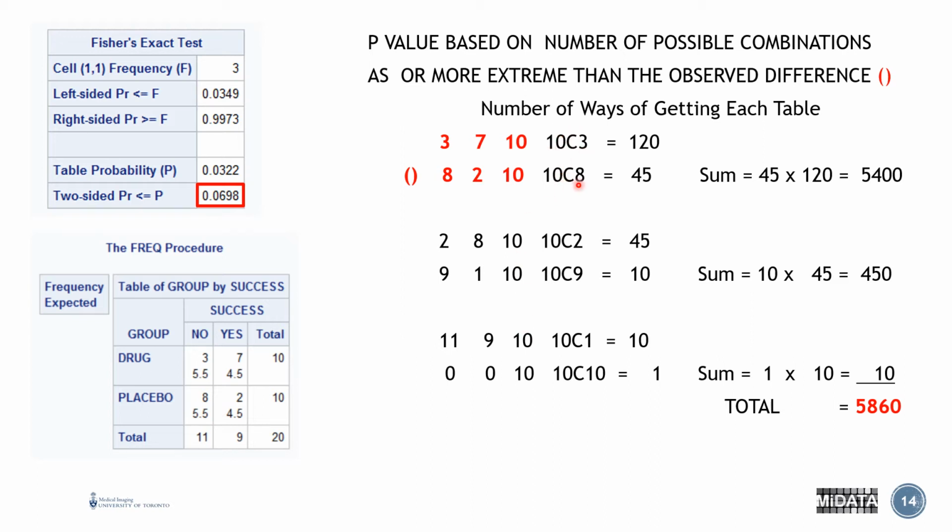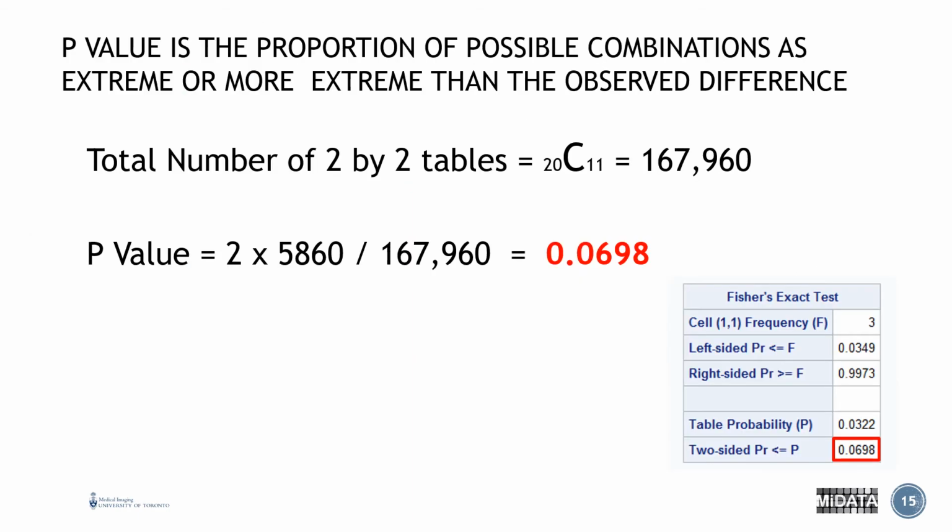So if you calculate the number of combinations possible per row, and then the two rows together, you'll get 5,400 for our observed table, 450 and 10 for the two other tables. When you sum this, you get a total of 5,860 different combinations that would be as extreme or more extreme than the one we observed. So in order to get the p-value, we must look at the proportion of possible combinations as extreme or more extreme than the observed difference.